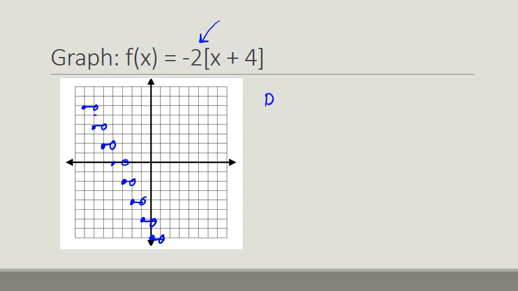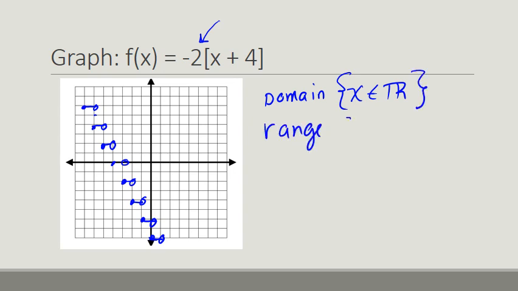Okay. So my domain, again, is going to be all reals. But my range is going to be 2 times the integer, so 2Z.